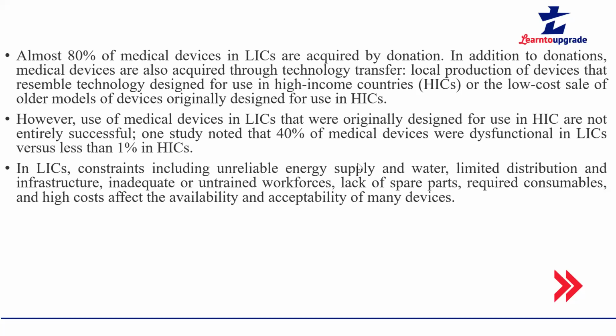So that is it. And in low income countries, there are some constraints like unreliable energy supply and water, limited distribution and infrastructure, because the manpower to machine ratio is less, isn't it? Like the demand is much more, but in comparison to that, the supply is less. That is the scenario in countries like India, because the population is more. So according to the population, the demand should be met, isn't it? Which is usually not the scenario.